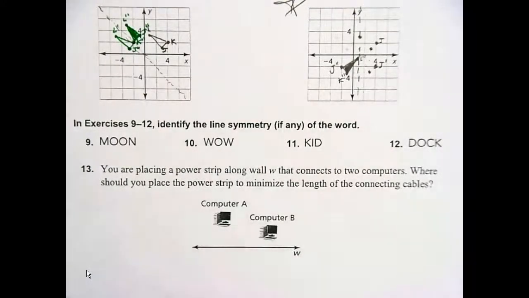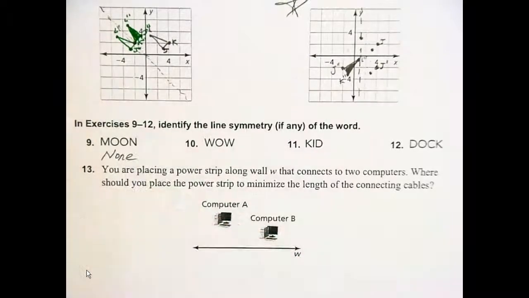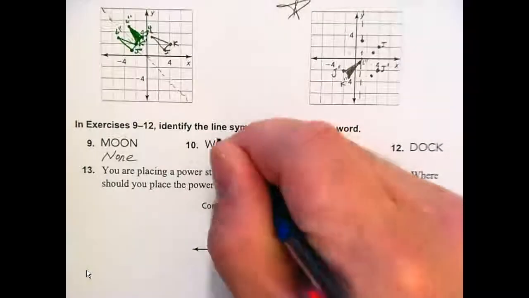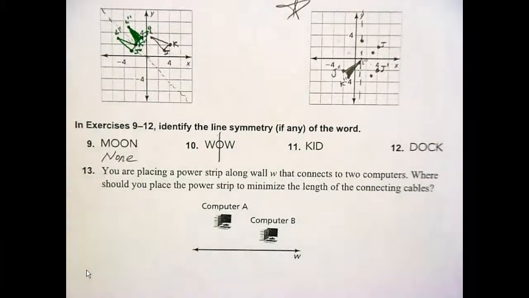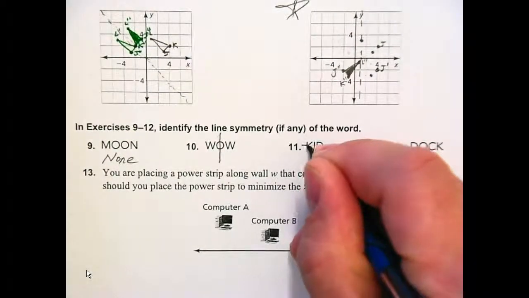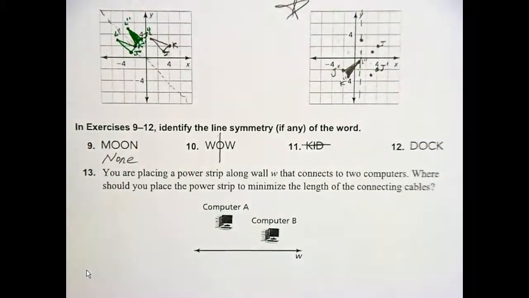Okay, number 9. Any lines of symmetry? No. None? None. There are none. How about number 10? Cut the O in half. Wow, that's pretty cool. Okay. Number 11. Don't say anything about cutting things in half. That's good. Good. Unless you're a magician.